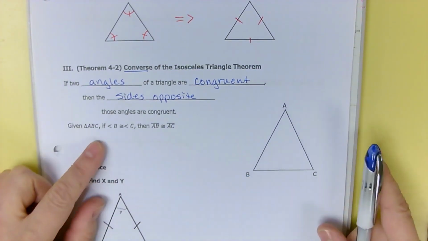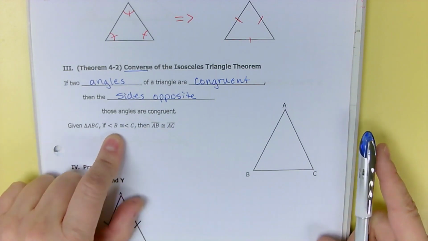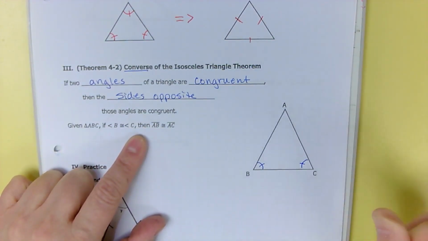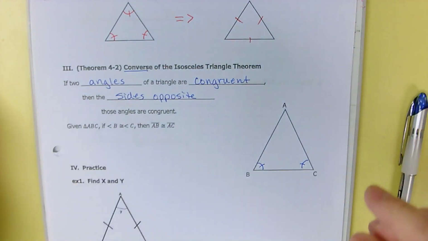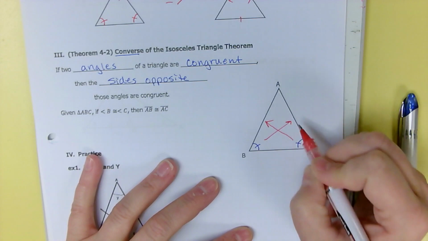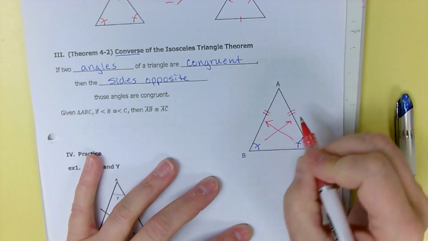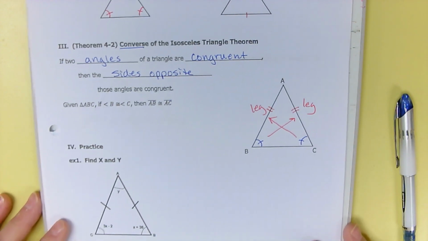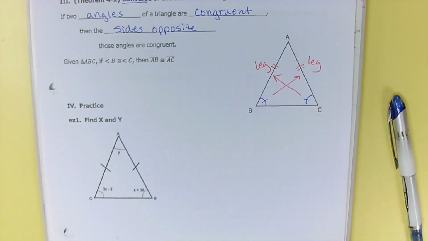So here's our picture. In triangle ABC, angles B and C are the same. So those are our two congruent angles. And if that's the case, then according to this theorem, the sides opposite those angles are also congruent. In other words, the legs. All right, so let's practice these.